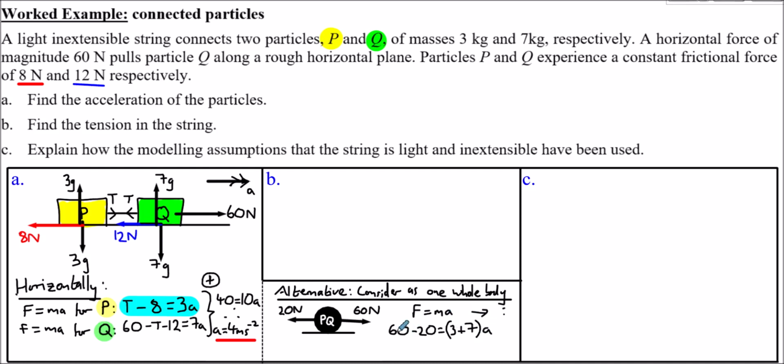So now we can neaten this up. 60 minus 20 is 40, and 3 plus 7 is 10, so 3 plus 7 a becomes 10a. And as you can see now, we get exactly what we had from before, so therefore a must be 4 meters per second squared.